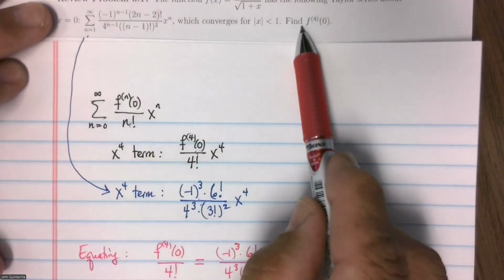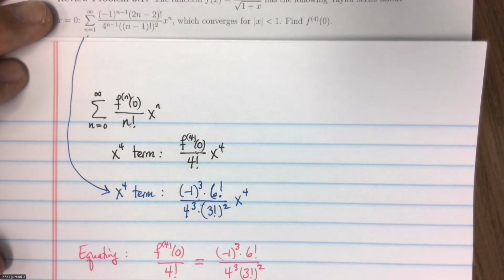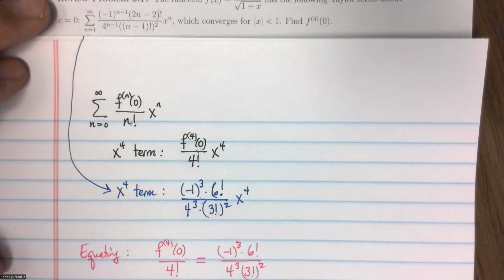There's nothing magic about the number 4 here. The same technique could have been used to find the fifth derivative, the 10th derivative, or any derivative that we wish.